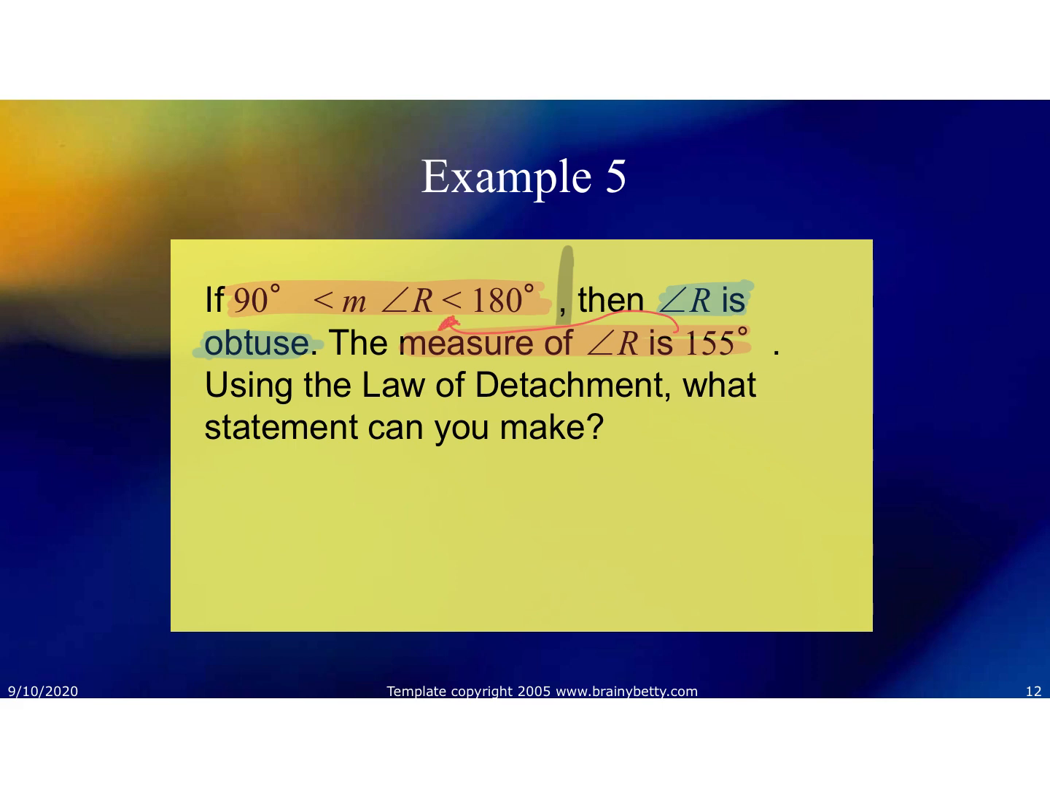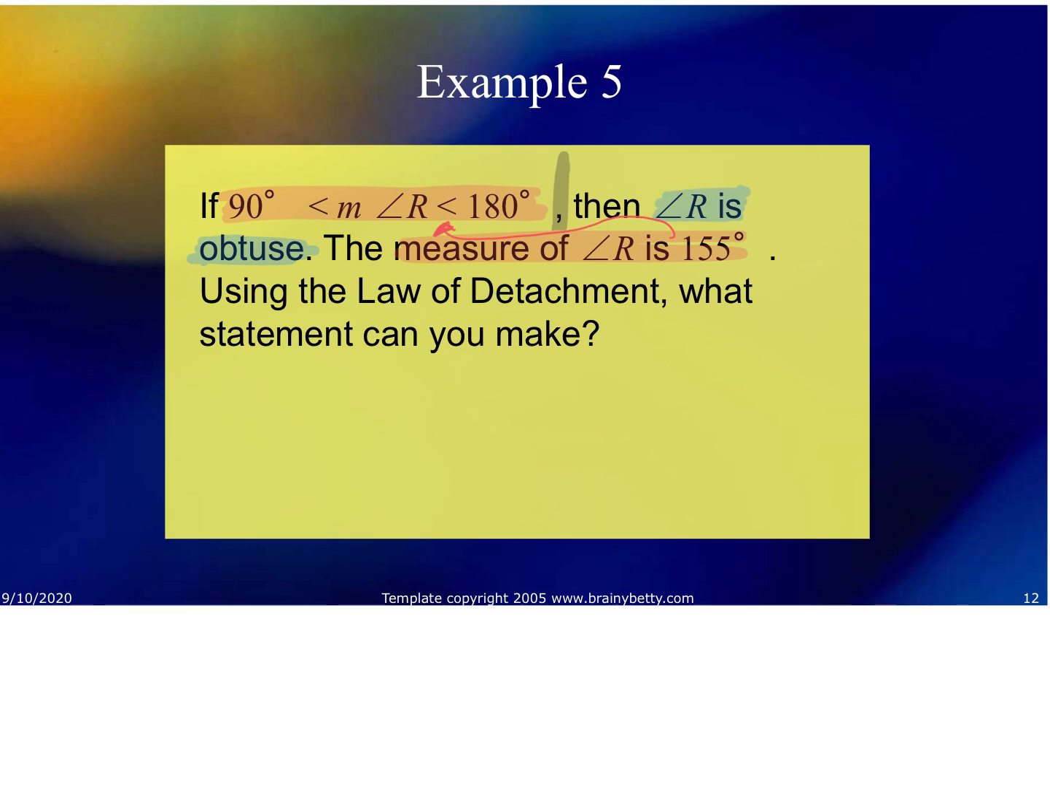So what statement can I make now? The statement that I could make is the angle R is obtuse. Okay, so I broke them apart, I pulled them apart, and I made two statements.